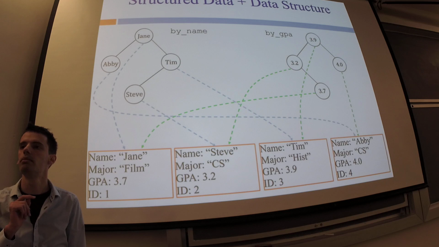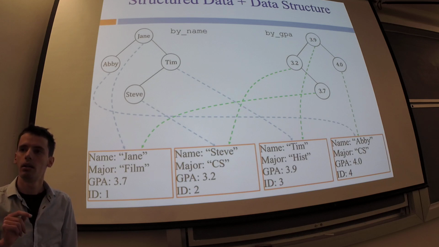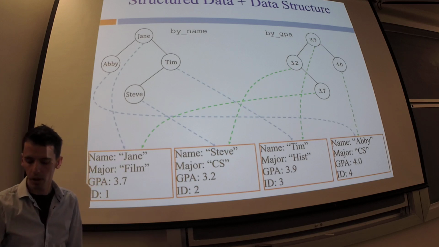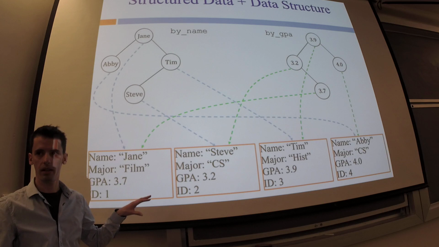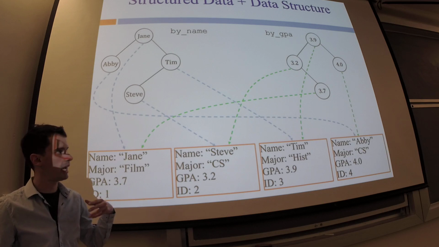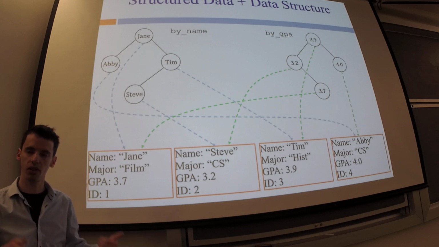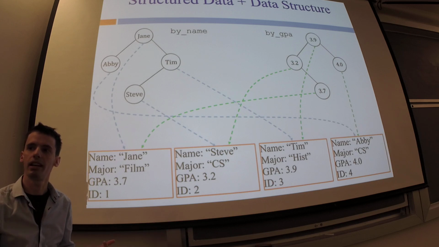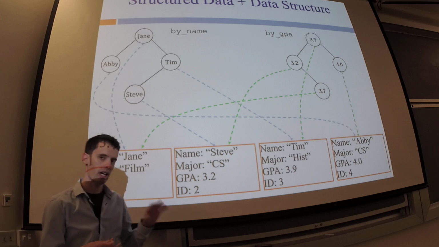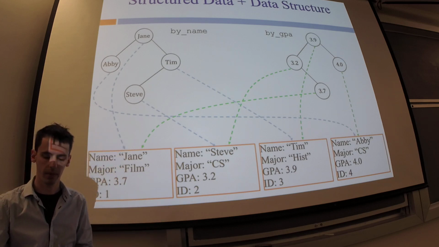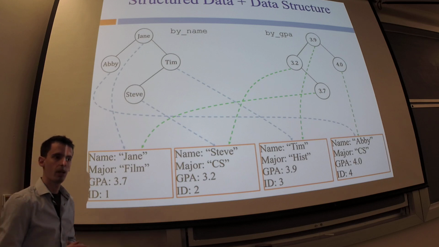Yes? If two students have the same GPA, doesn't that mess things up? No, we're kind of leaving out some details here. You can have multiple students with the same GPA, stored efficiently in a search tree, and we'll get to that later in the semester. It'll use this thing called a B tree, which supports that.